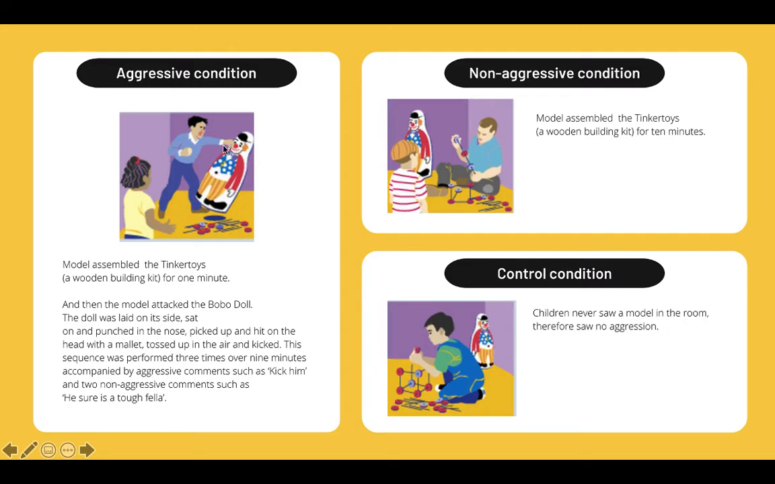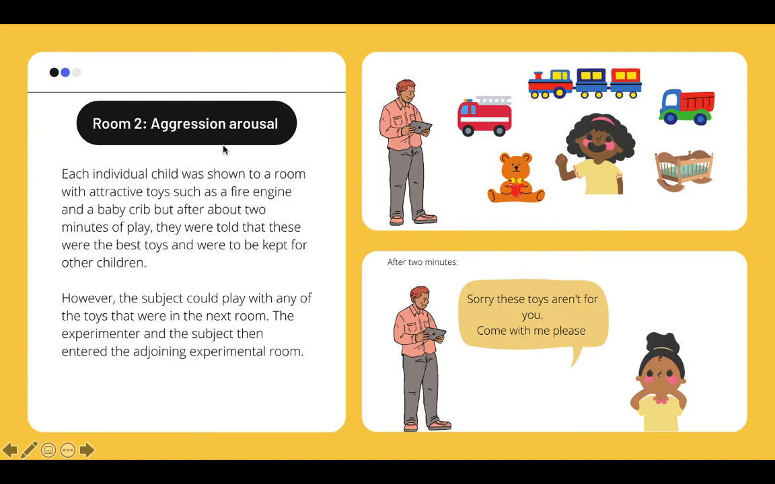Hey, I hate clowns. Okay, after that, what happens after the 10 minutes? Each individual was shown to a room with attractive toys. So they moved to another room, in this room there were attractive toys such as a fire engine and a baby crib. But after these children played with this for 2 minutes, they were told that these were the best toys and were to be kept for other children. So they were not allowed to play with it. They said, "Sorry, these toys aren't for you. Come with me, please." Oh, look how devastated she is.